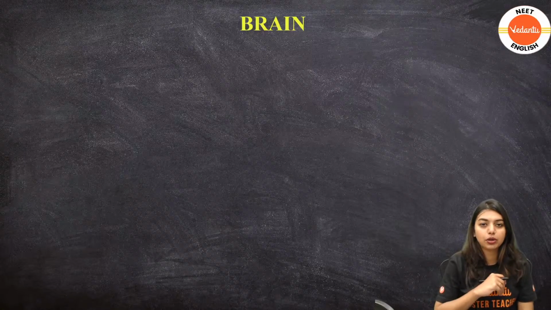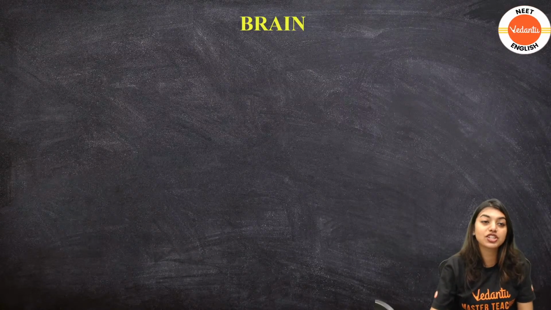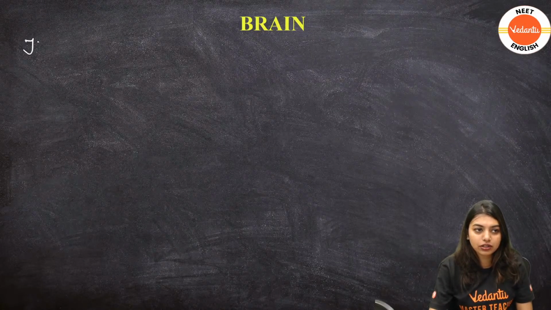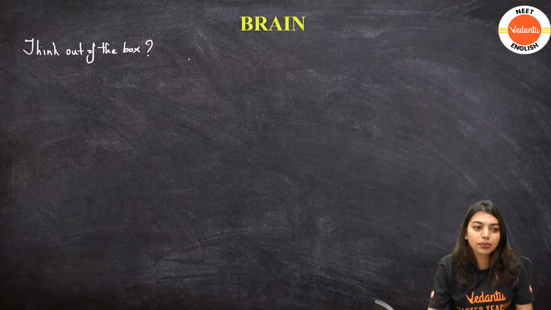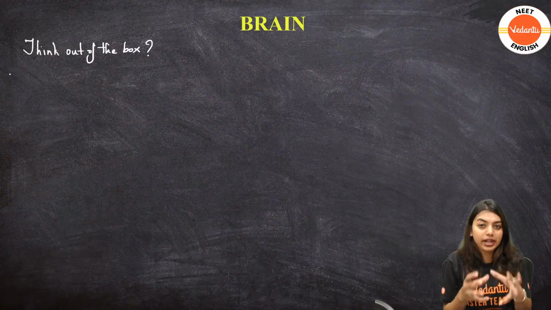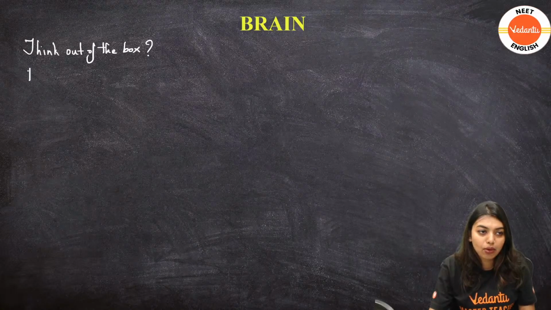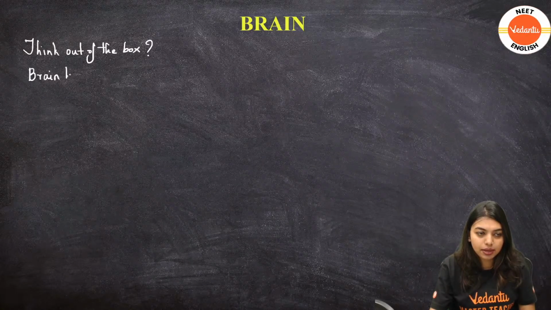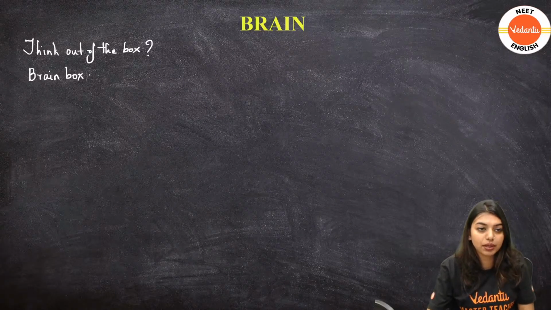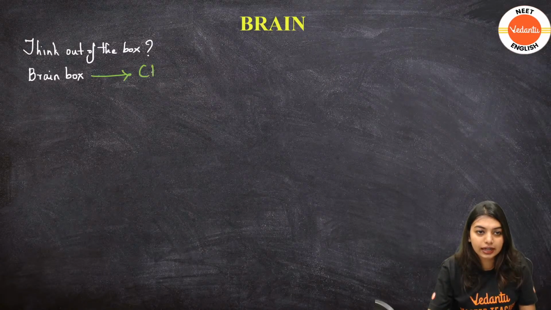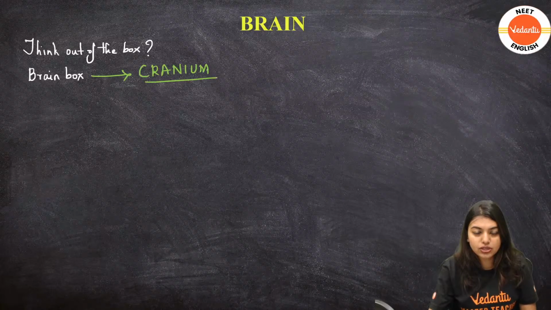So students, when we talk about brain, you have heard the phrase, think out of the box, right? Which box are they talking about? It is basically your brain box. So this is how you remember: brain is protected inside the brain box. What is the other term for brain box? There is another term for brain box which is called cranium.